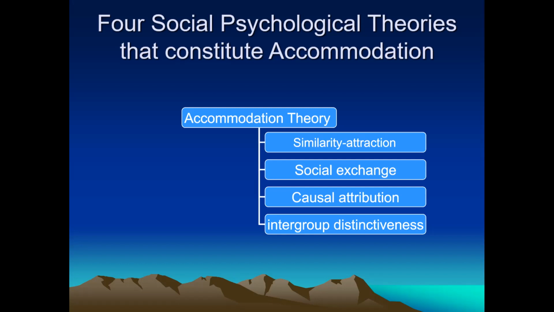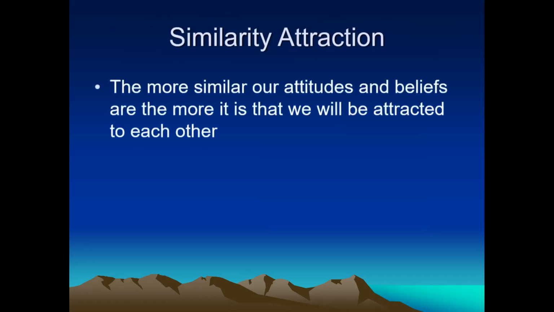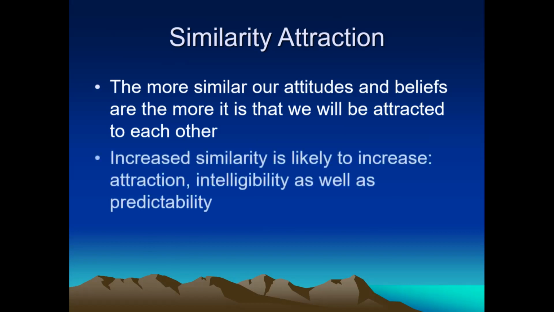So there are four social psychological theories that constitute accommodation: the similarity attraction principle, social exchange, causal attribution, and intergroup distinctiveness. So let us look at the similarity attraction principle. This theory basically says that the more alike we are, the more we will like each other. So the more similar our attitudes and beliefs are, the more it is that we will be attracted to each other. Increased similarity is likely to increase attraction, intelligibility, as well as predictability.